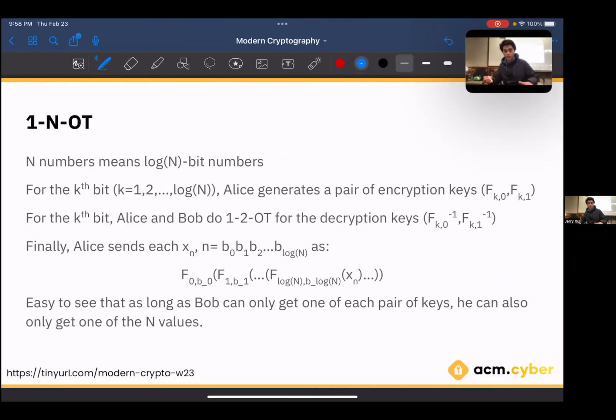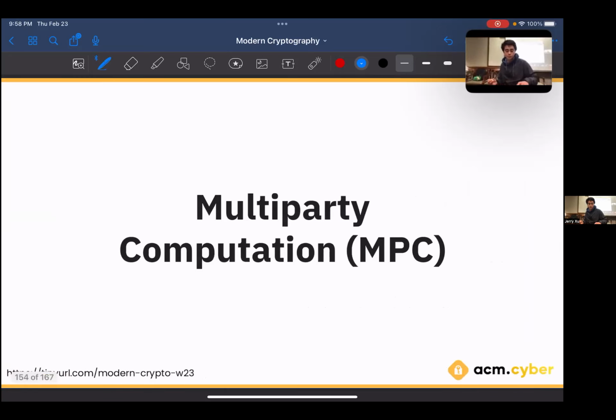Okay, 1 out of N OT is here if you guys want to look at it, but I want to get to MPC before it gets too late. So multi-party computation. This is a really big deal these days.